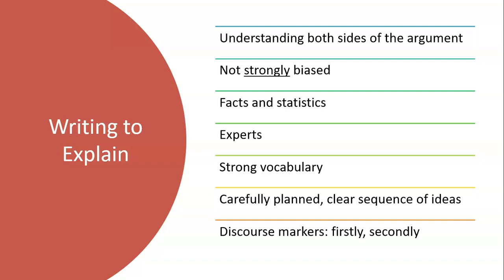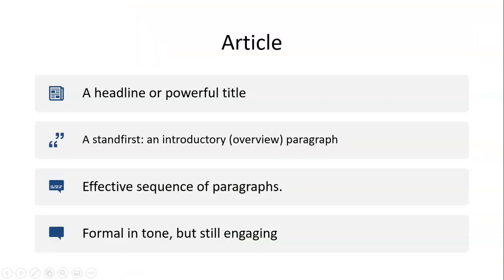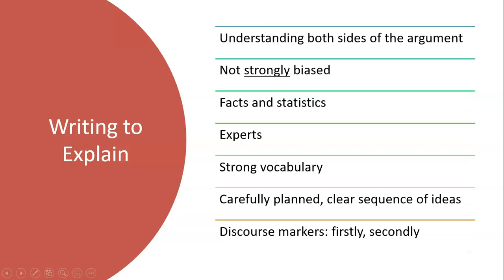A strong vocabulary is always a good idea, particularly using an article. Quite sophisticated language, quite mature language, quite mature vocabulary will do well. Again, carefully planned, a clear sequence of ideas, and it's always good to use discourse markers. Okay, basically firstly, secondly, thirdly, lastly, that sort of thing. So that's the success criteria for an article and the success criteria for writing to explain.